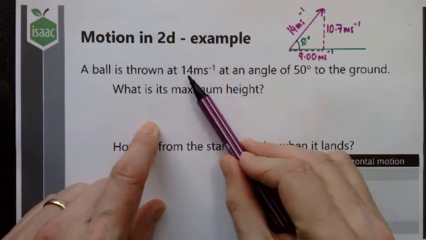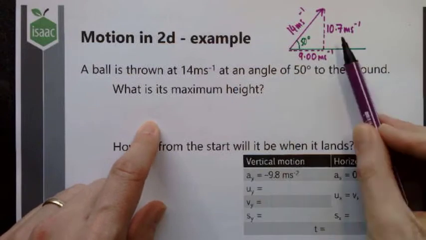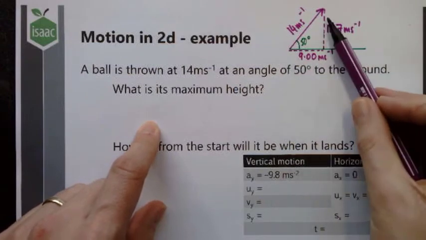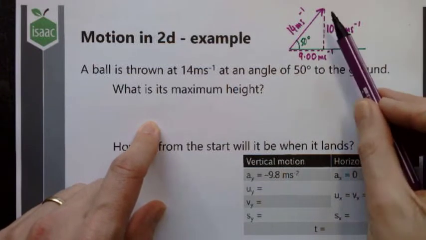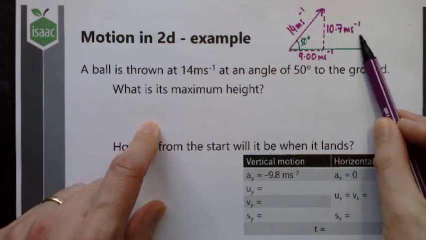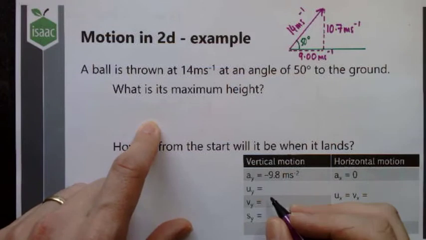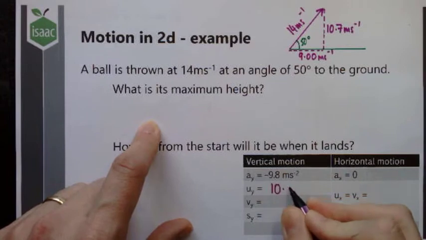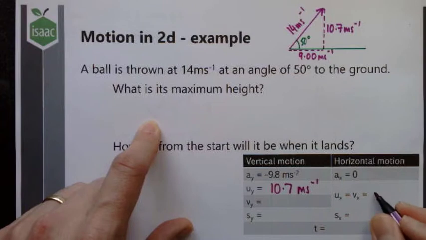We know the ball is thrown at 14 meters per second at an angle of 50 degrees to the ground, and I've shown this here. That enables us to work out the vertical and horizontal components of that initial velocity. So this one will be 14 times the sine of 50 degrees, and this one 14 times the cosine of 50 degrees. We can then put those numbers in the table. The vertical velocity is 10.7 meters per second, whereas the horizontal velocity is 9 meters per second.